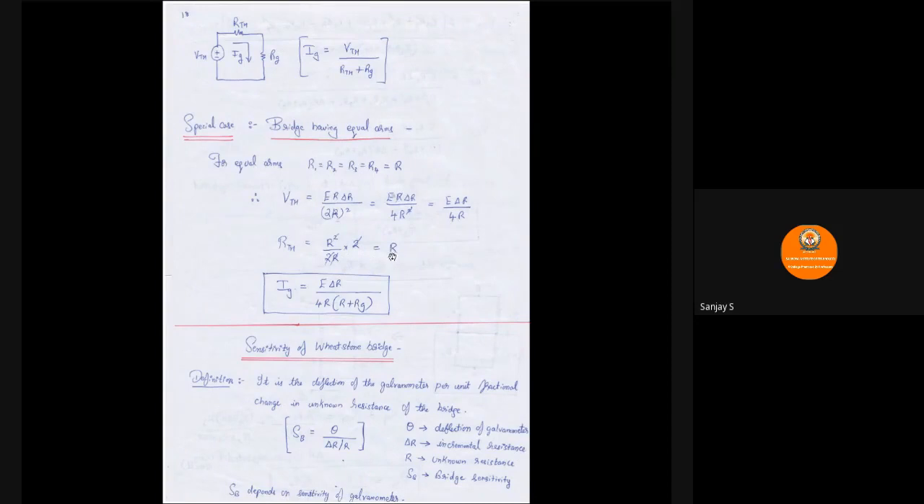So your IG will be VTH by RTH plus RG. Your VTH is nothing but E delta R divided by 4R, that you can see here, divided by R plus RG, because the RTH is nothing but R and you have RG which is replaced here. So this represents the special case when the bridge has equal arms.